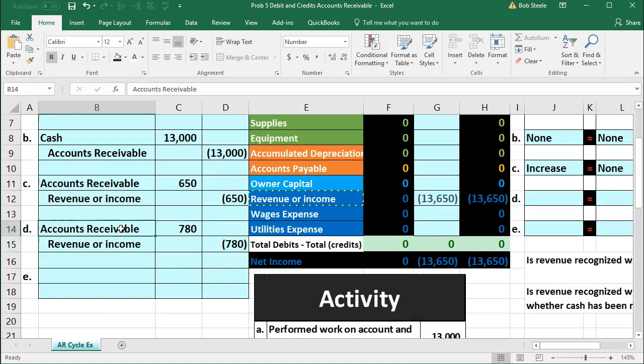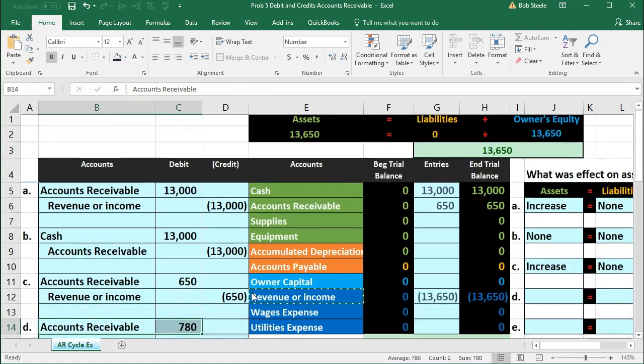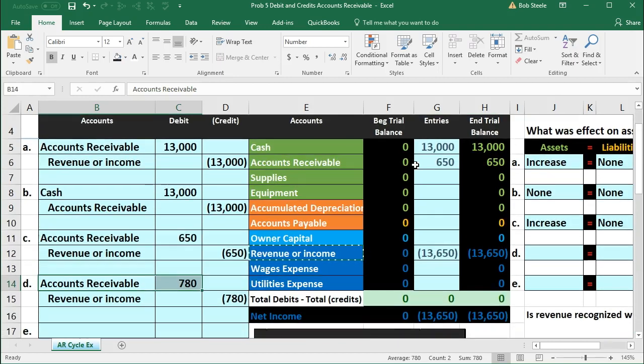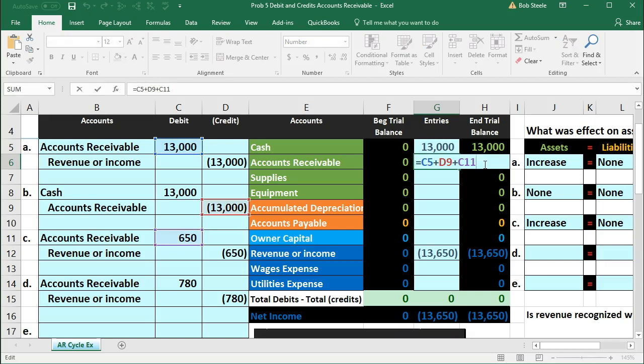Okay, so now we're going to post this. We got a debit to the receivable. So I'm going to scroll up to the receivable. That's in cell G6 is where we need to post this. Something is in that cell. Therefore, we will double click on that cell, go to the end of it and say plus, and then point to that 780. So these are the accounts, of course, now that are included in the accounts receivable, and enter. So now we are up to 1430, which includes this 650 and this 780.